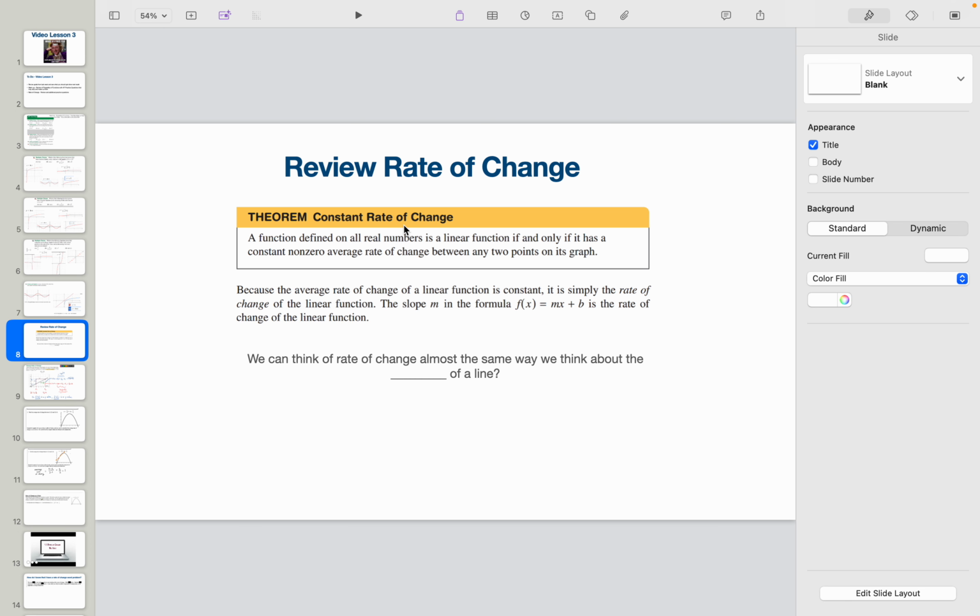Constant rate of change. You've done this, y equals mx plus b, these straight lines. This rate of change is m. You have done this for a really long time in your mathematics career. It's a constant rate of change when we have a linear function. We can think of rate of change in the same way we think of that slope, that m, the slope of the line. How much is it going up and over or down and over? If we have a positive slope or a negative slope.